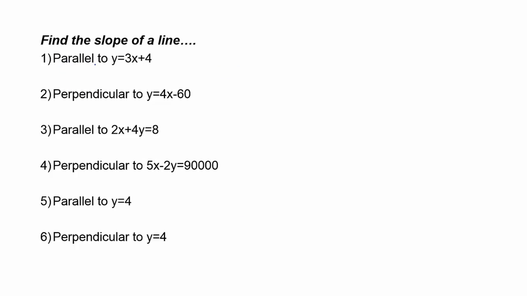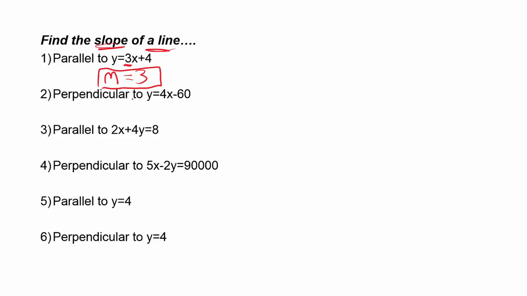So parallel to y equals 3x plus 4. We're trying to find the slope of a line, or any line, that's parallel to y equals 3x plus 4. So I'm not looking for the equation of a line, just the slope. We know that if it's parallel, it's got to have the same slope. So in this case, if it has a slope of 3, then any line that's parallel to that also needs to have a slope of 3. That takes care of number 1.